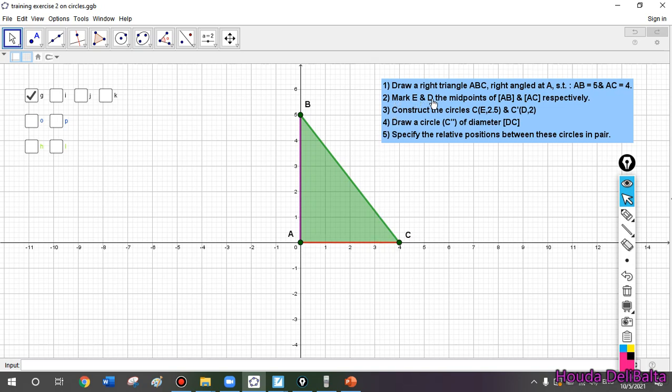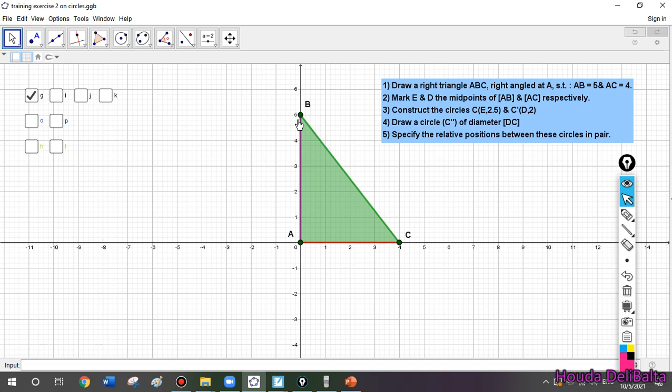Mark E and D, the midpoints of AB and AC respectively. So I need to mark the midpoints of AB and AC respectively. That word respectively means that the midpoint E is for AB and the midpoint D is for AC. That's what we mean by respectively. So E is for AB and D is for AC.